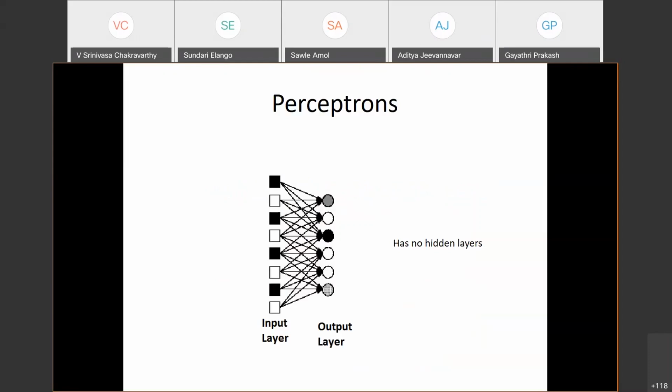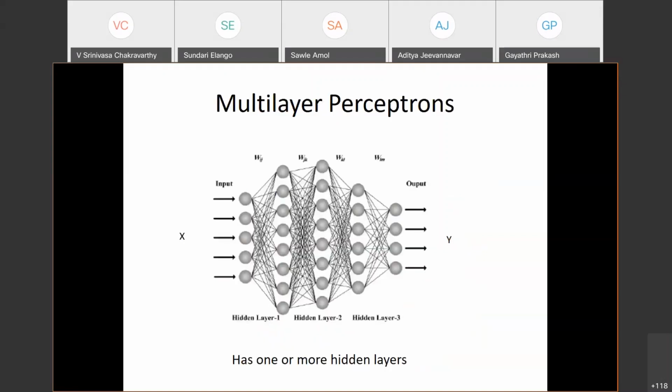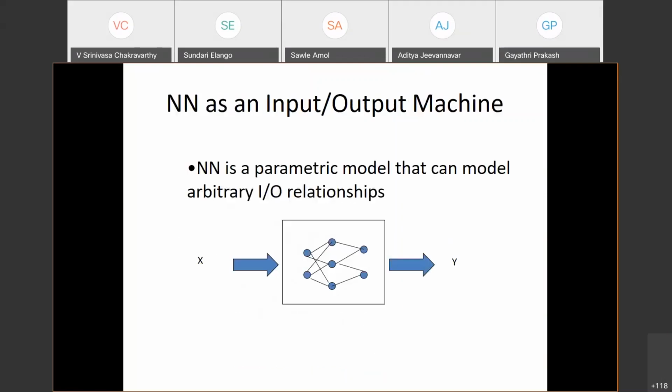So what is this multi-layered perceptron? In a perceptron, you just have two layers, like I said: an input layer and an output layer. In the output layer, some of the examples we have seen have just one neuron, but you can have any number of neurons in that layer. Whereas in a multi-layer perceptron, you can have any number of layers. Just like in a perceptron, there's an input layer and an output layer, and between these two layers you can have any number of layers. These intermediate layers are called hidden layers. It can have one or more hidden layers.